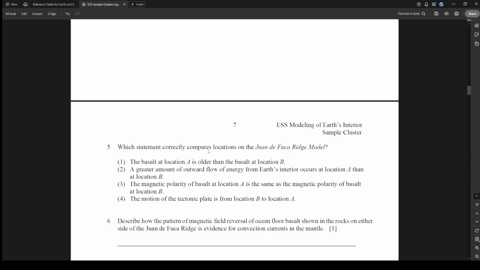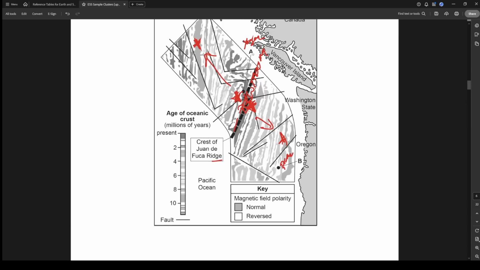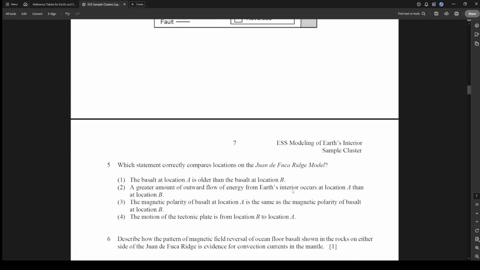Which statement correctly compares locations on the Juan de Fuca ridge model? So yeah, this was predictable, right? So number one, the basalt at location A is older than basalt at B. So we just established that that's not true. So this is wrong.